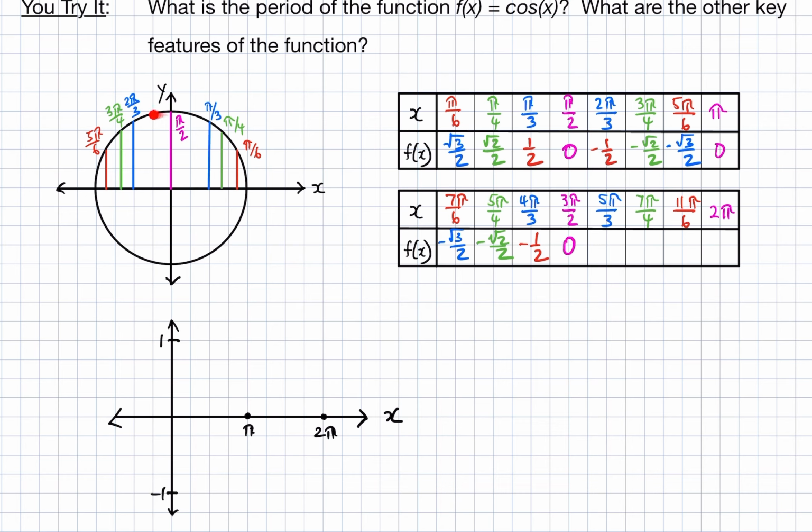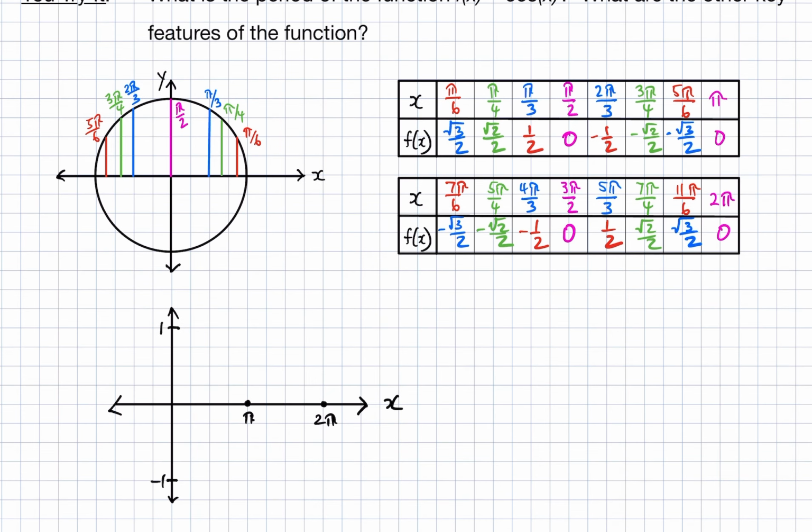All right, so we made it all the way around here, and now we're going to finish up the last quadrant. So the cosine of 5 pi over 3 is going to be positive 1/2. Cosine of 7 pi over 4 is going to be positive square root of 2 over 2. The cosine of 11 pi over 6 is going to be positive square root of 3 over 2. And then the cosine of 2 pi will be 1.